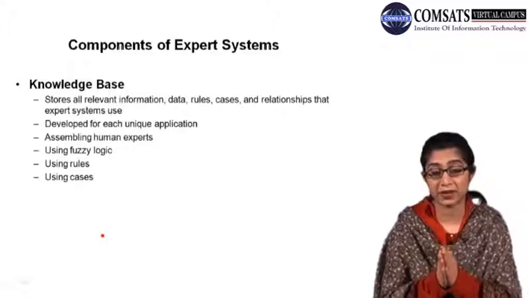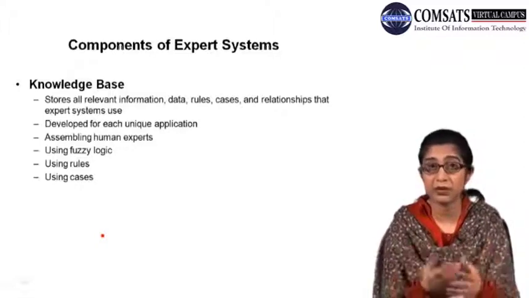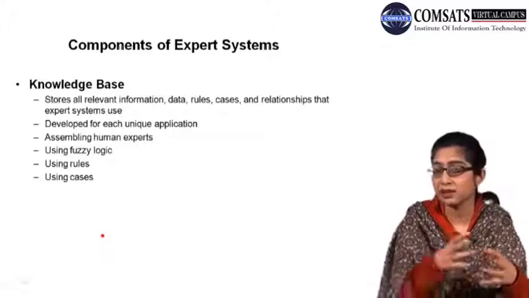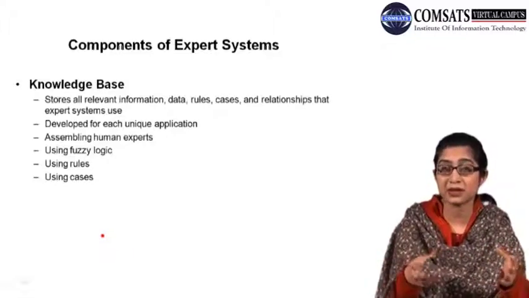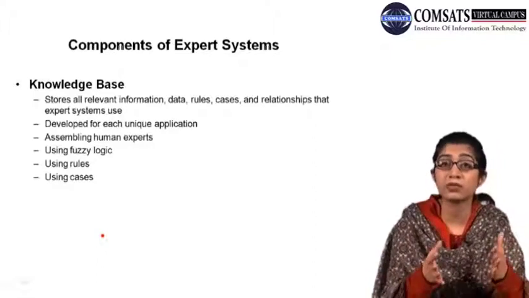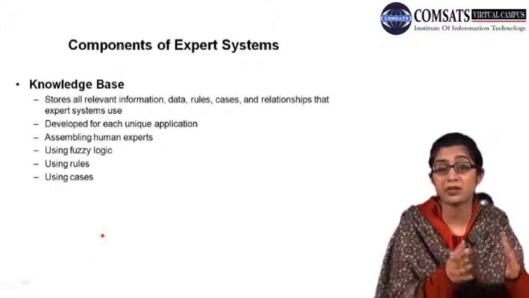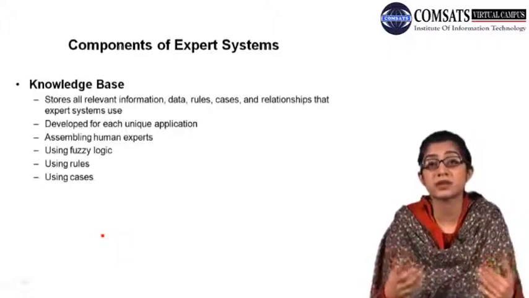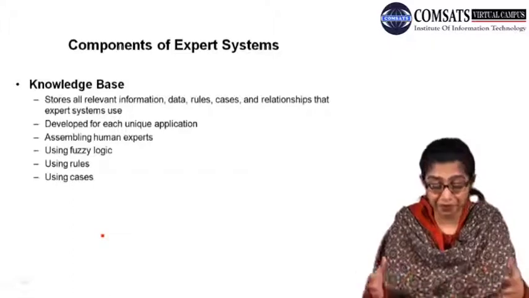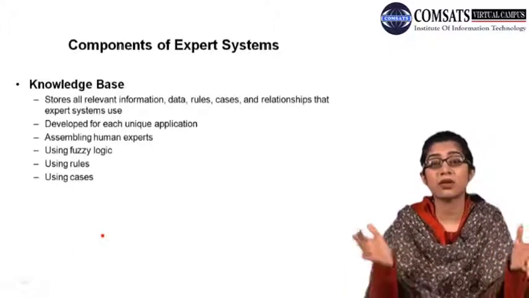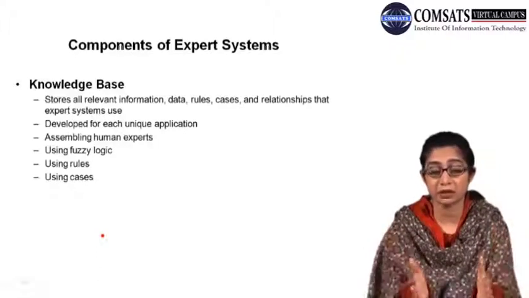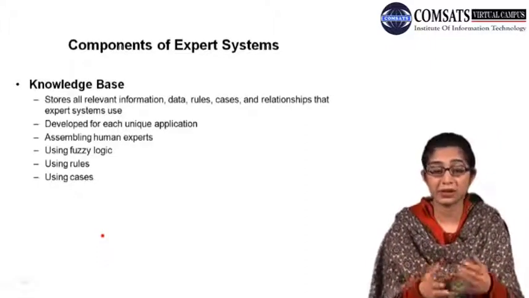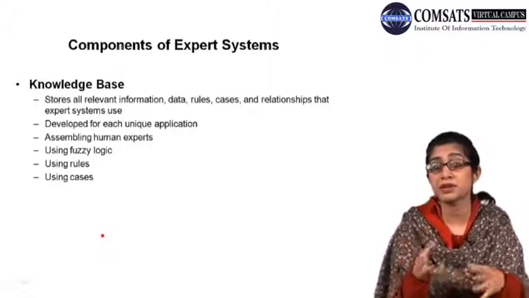Right, then we have the knowledge base. The first component of expert systems that we mentioned, let's look at the knowledge base first. As the name suggests, it is an extension of the database as well as the decision support system. It contains all the relevant information, the data, the rules, the cases, as well as the relationships and patterns that the expert systems use to do a certain kind of problem solving. So it contains all the relevant information, cases and rules that the experts have put into it, and that can be used by the inference engine.